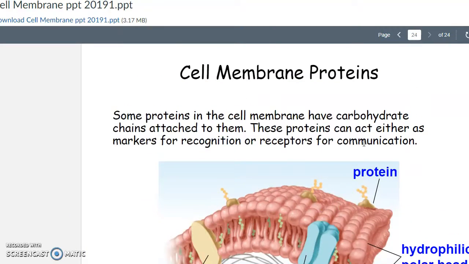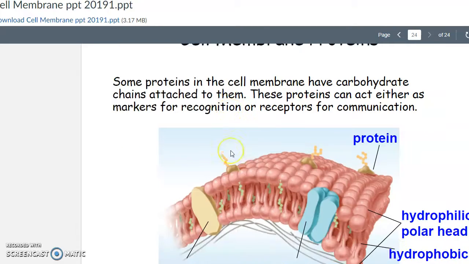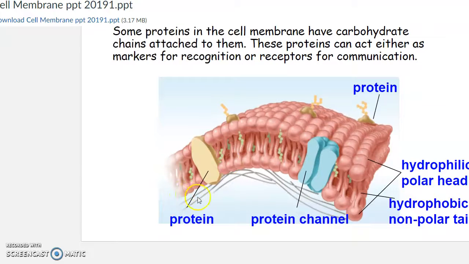Cell membrane proteins have carbohydrate chains attached to them. These proteins can act either as markers for recognition or receptors for communication. And so we have a protein here, a protein channel here, and so we are made up of different proteins in the phospholipid bilayer, and those act like channels, or they allow certain molecules in based on that protein channel. We have hydrophilic polar heads and hydrophobic tails, so it's a lipid bilayer. It's two layers in one. If you have any questions, feel free to contact me.